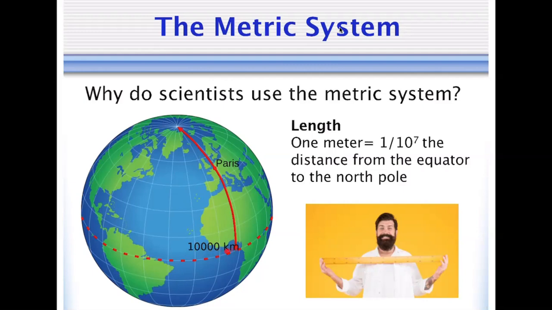So from the equator to the North Pole, going through Paris, 1 meter turned out to be 1/10,000,000th the distance. So there are 10 million meters from the equator going to the North Pole. Okay, so it was based upon the arc of the Earth.